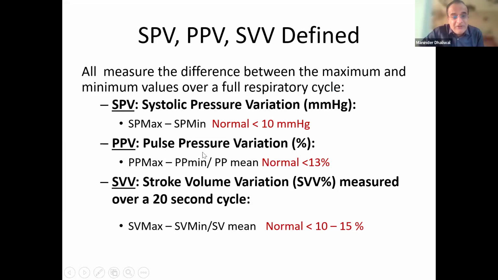Normal is less than 10. Pulse pressure variation, which we defined, is less than 13, and stroke volume variation should be less than 10. So if it is more than 10, that means you can give some fluid. More than 13, you can give some fluid. More than 10, that means you can give some fluid.